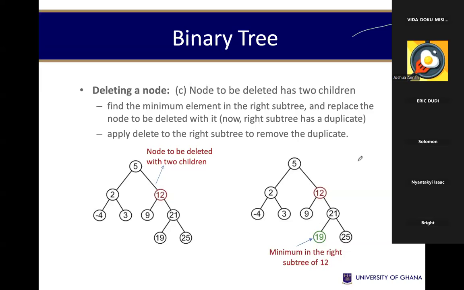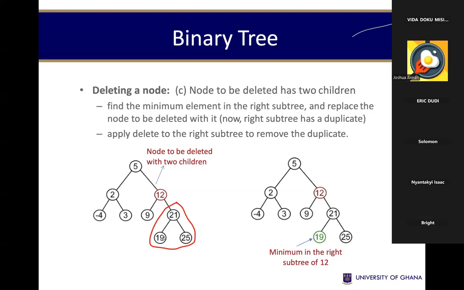Okay, so we continue. So I was saying that the node to be deleted has two children. First thing is to identify the parent of that node. In this case it is 12, and the parent is 5. Then what do we have to do? The algorithm says that your focus should be to find the minimum element in the right subtree. The right subtree is this one. So find the minimum element. The minimum element here is 19.